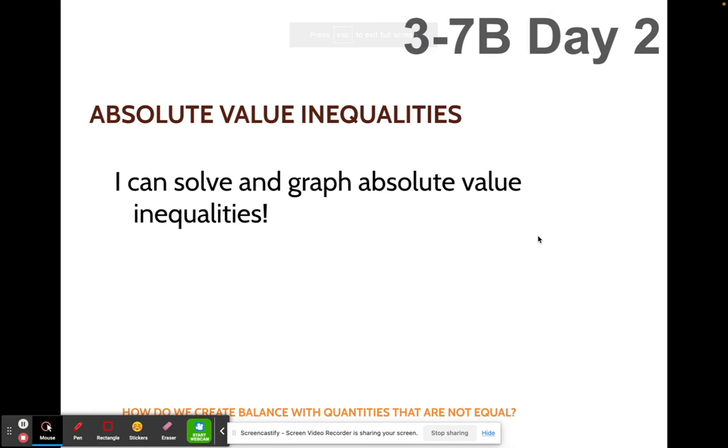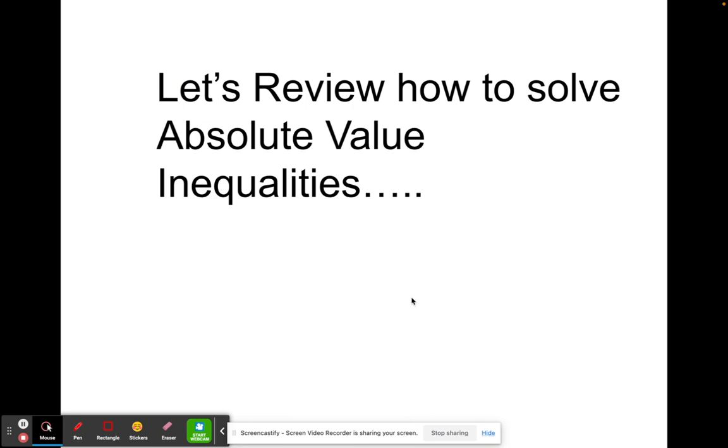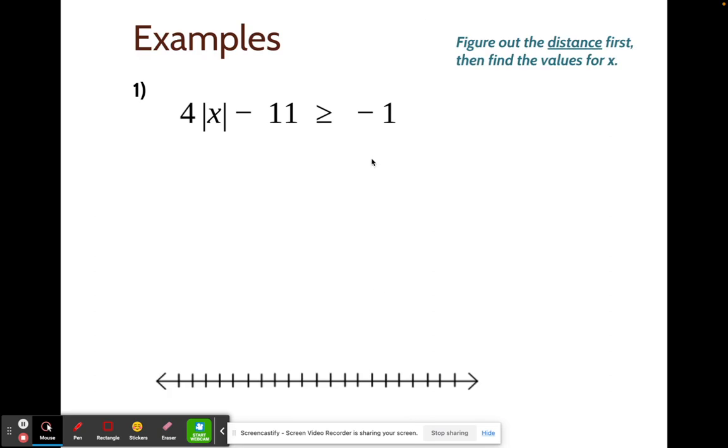Hi everyone, today we're going to do lesson 37b, day 2, continuing our work with absolute value inequalities. Our objective for today is to solve and graph absolute value inequalities. So let's do a quick review. As you might recall, the first thing we want to do is to isolate our absolute value. We want the stuff that's inside the absolute value bars all by itself on one side of the inequality.